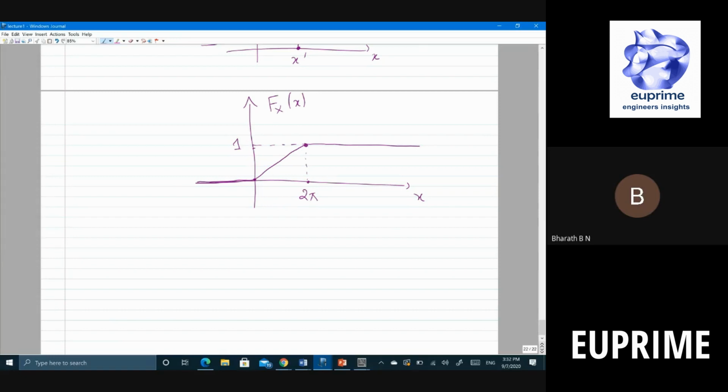So this is a very nice random variable. It's a uniform random variable. If you look at the derivative, it will be a constant, right? Constant from 0 to 2 pi, 0 elsewhere, right?